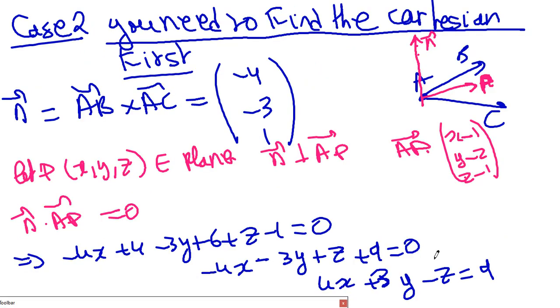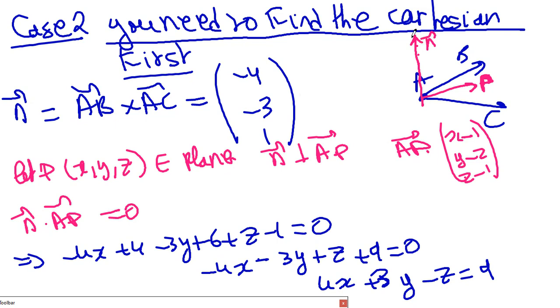Now, case 2, if I want to directly find the Cartesian equation first, I don't want to pass through the parametric and the vector equation. So again, we know that AB and AC form a plane, and I just need the normal for this plane. And how do we find the normal vector? We know from the preceding lessons that to find the normal vector, we need to do the vector product of AB and AC. So if I do AB vector AC, it gives me the normal vector minus 4, minus 3, 1.